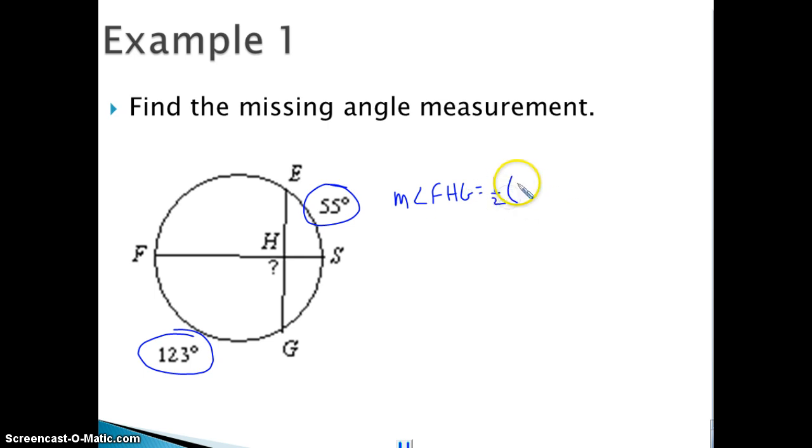it's 1/2 of 123 plus 55. So I'm going to add those up. I'm going to take 123 plus 55, and I'm going to get 178. And when I divide by 2, I get 89 degrees for the measurement of angle FHG. Similarly, EHS is the same exact thing. They measure the same.